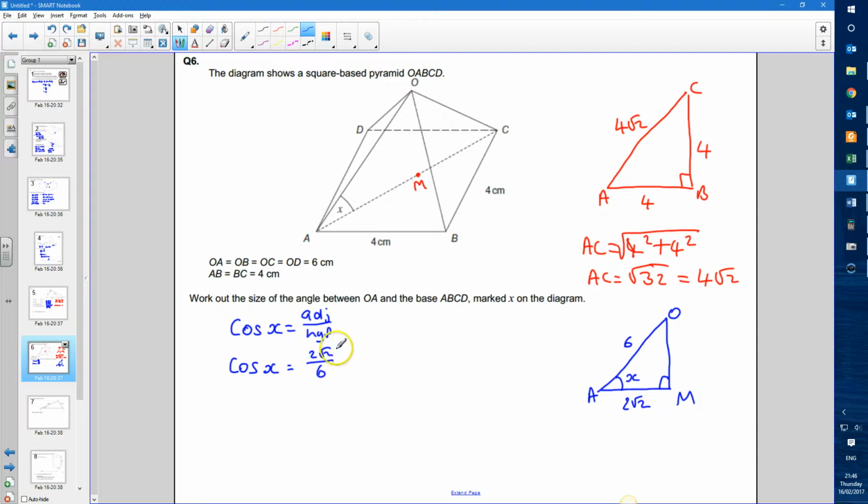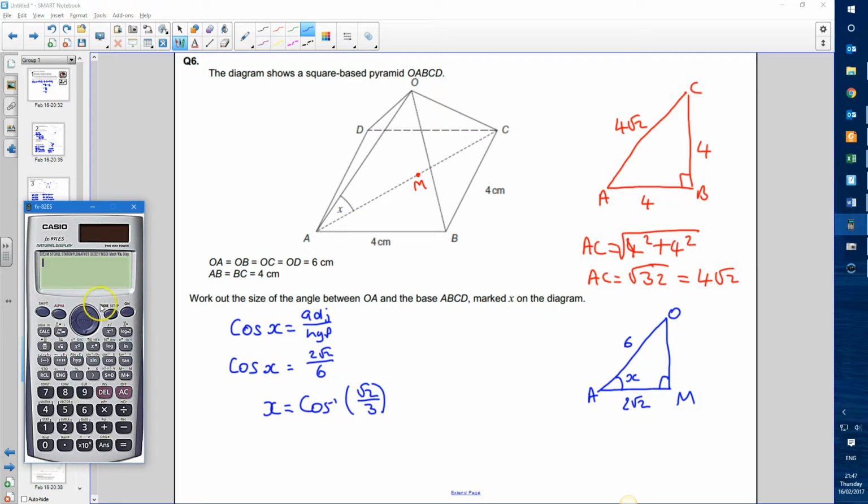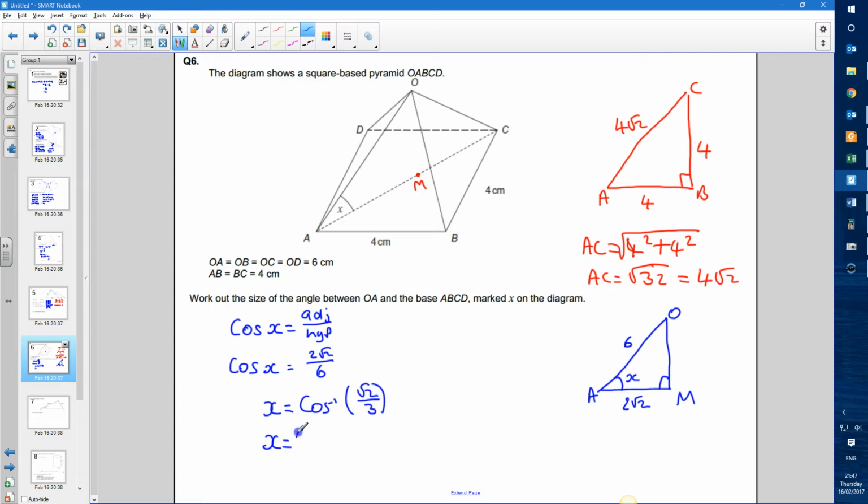divided by 6. So that tells me that X is equal to the inverse cos of 2 root 2 divided by 6, or I'll simplify it as root 2 divided by 3. So using my calculator now, I can do the inverse cos of root 2 divided by 3. And that tells me that the angle is going to be 61.9 degrees to 3 significant figures. Okay, and there you go. So that's the angle between OA and the base ABCD.